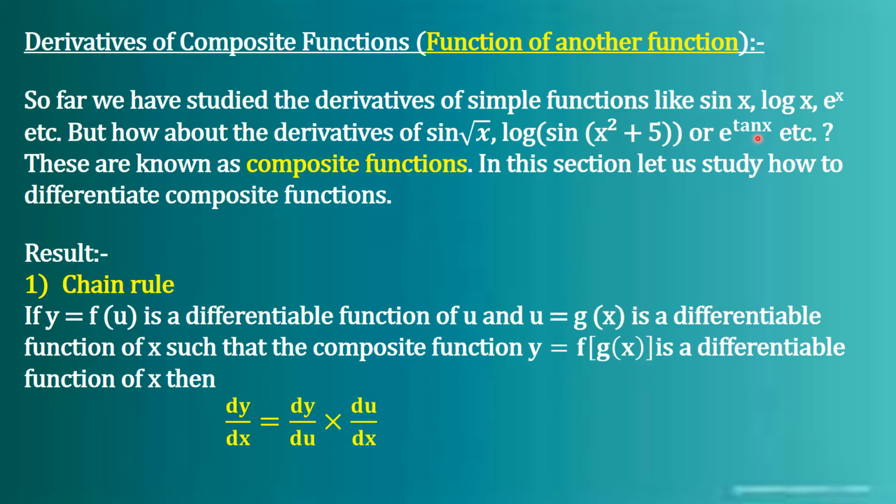In sin x, we can see x, but here in place of x we have root x. Root x itself is a function of x. That means sin root x is a function of x. And log of sin x square plus 5: log x we know is a standard function, but here in place of x again we have a function of x. Similarly, e raised to x is a standard function, but e raised to tan x is a function of a function. Such functions are called composite functions.